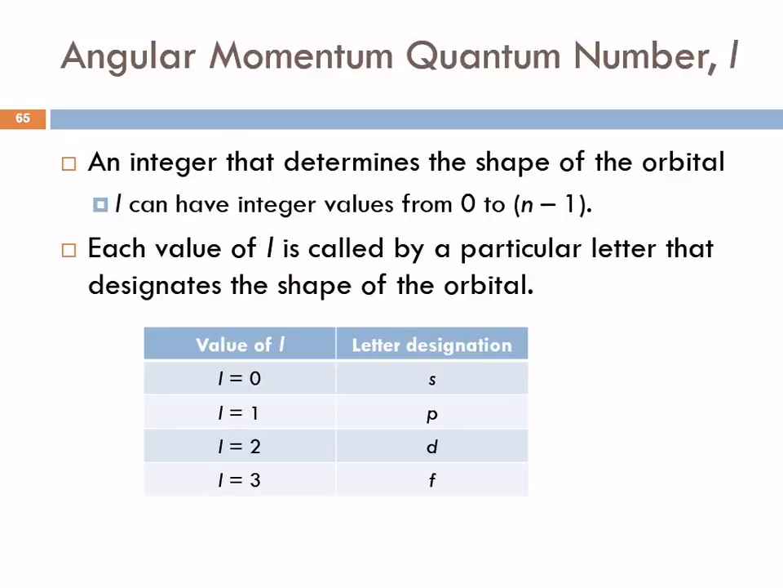Anybody wondering why we didn't use A, B, C, D? Just the way it is. No, actually, there is some historical background on this one. P is for principal, D is for diffuse, F is for fine, and I always forget what S is. But these had to do with descriptions of the lines in the emission spectrum. Before we understood anything about quantum mechanics, there were these letter designations helping to identify. Diffuse, you could imagine would be a more diffuse line, and F is a fine line, etc.